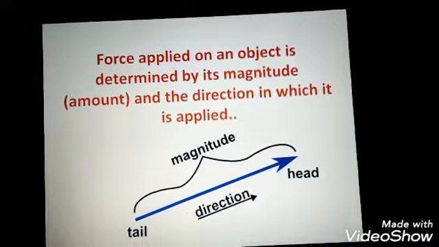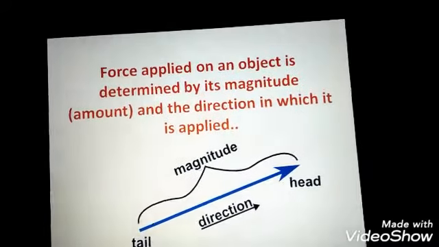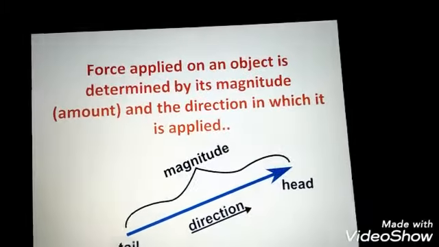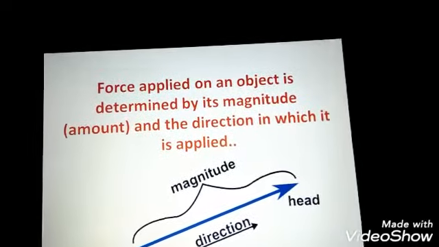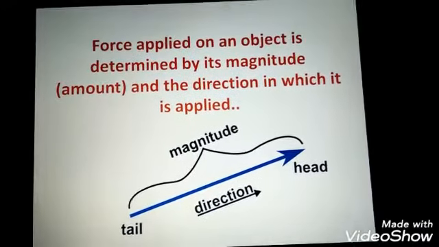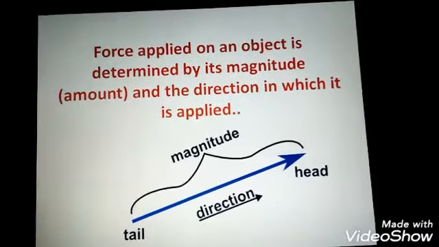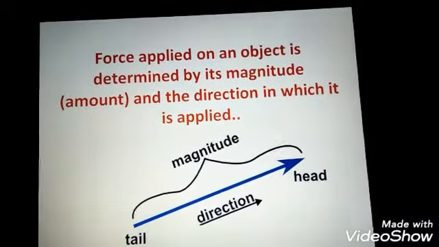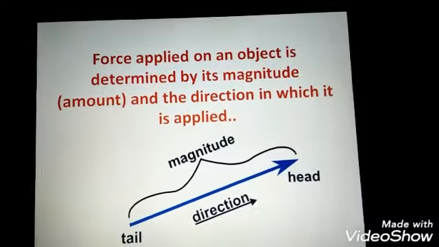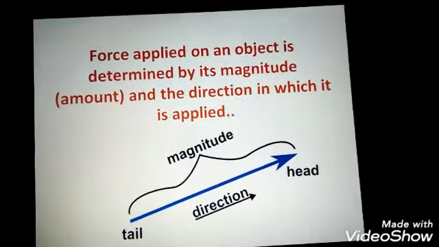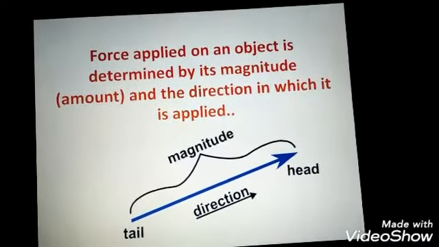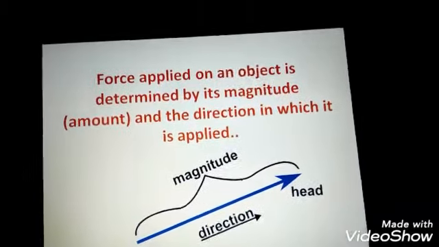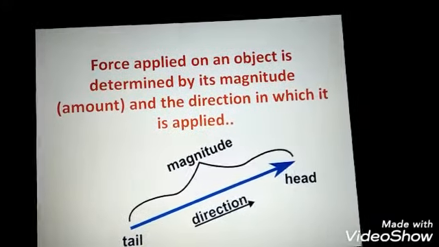We denote force by an arrow. The tail of the arrow tells us about the magnitude. The longer the tail is, the more the magnitude of the force is. And the head of the arrow tells us about the direction. That means, are we dragging a table away from us, or are we pulling an object towards us? In which direction are we applying the force? East to west, or west to east, or north to south? Whatever the direction is, it is denoted by the head of the arrow. So this is how we determine force, by magnitude and by its direction.